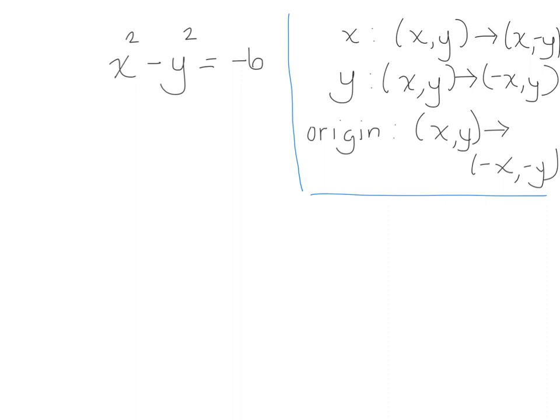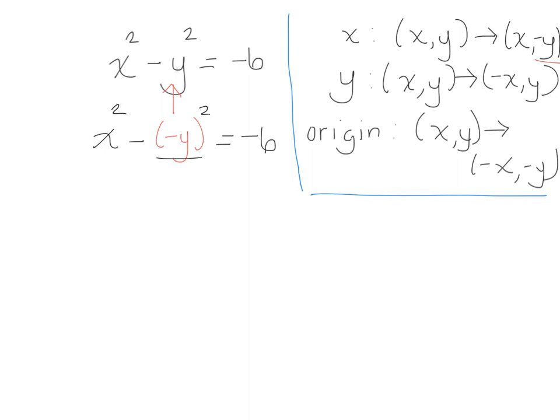So I'm going to start by checking for symmetry with respect to the x-axis. I need to substitute the opposite of y in for y. So this will become negative y, quantity squared. Everything else about the equation will remain the same.